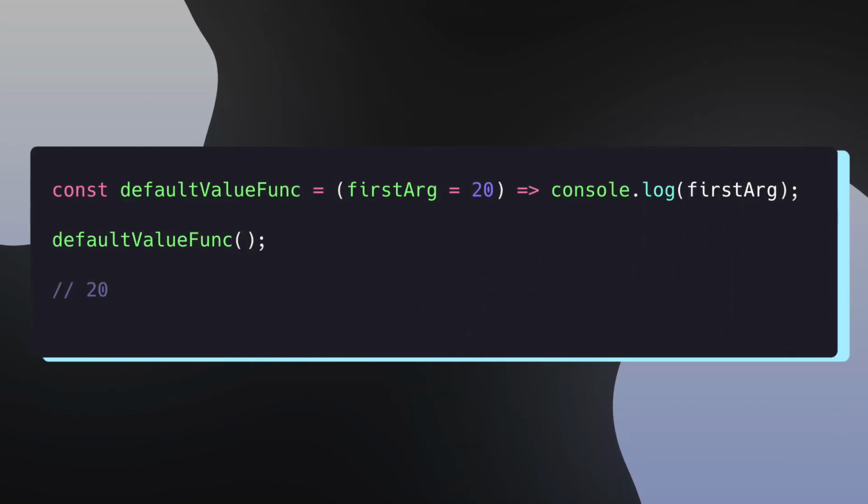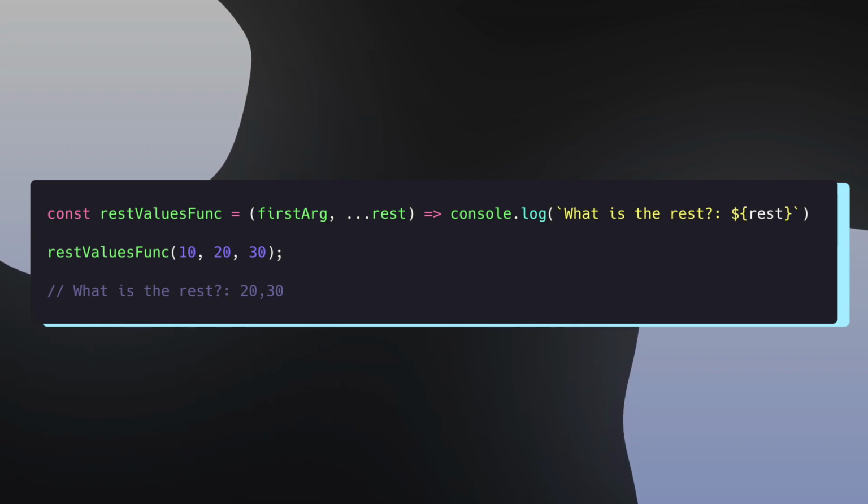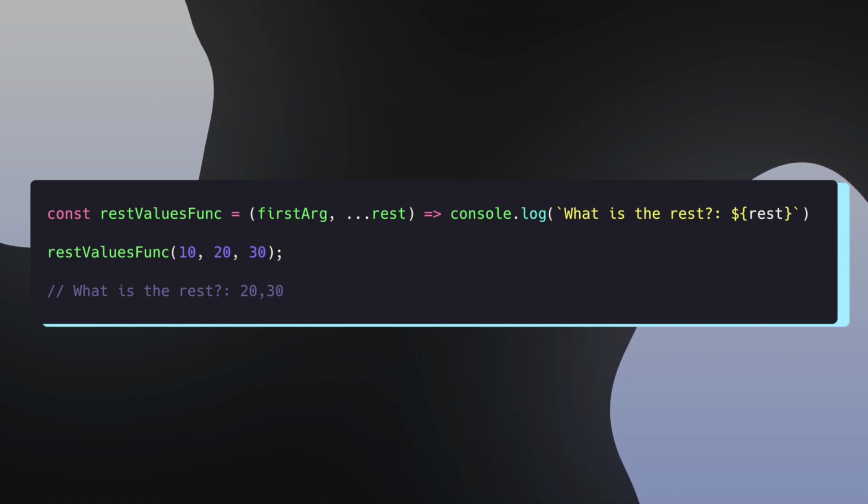And again, just like regular functions, I can also assign default values to my arguments. So in this code block example, I'm assigning a default value to my first argument and then printing out my first argument. And again, just like regular function expressions, I can use rest parameters. So if I wanted to catch all the arguments that were passed into my function, I can use the triple dots and then use rest to catch all of my function's arguments.